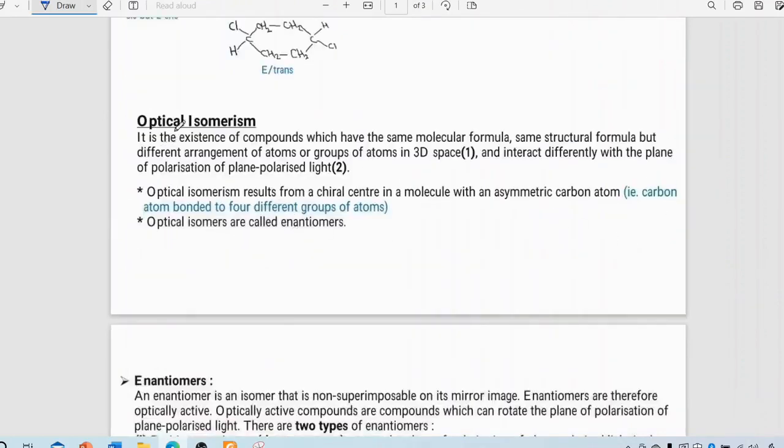So optical isomerism, we define this. We can obviously define isomers. It is the existence of compounds with the same molecular formula. But for optical isomers, also the same structural formula, but a different arrangement of atoms or groups of atoms in three-dimensional space. So this is the definition.